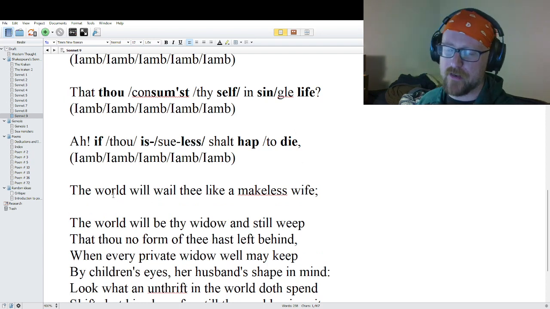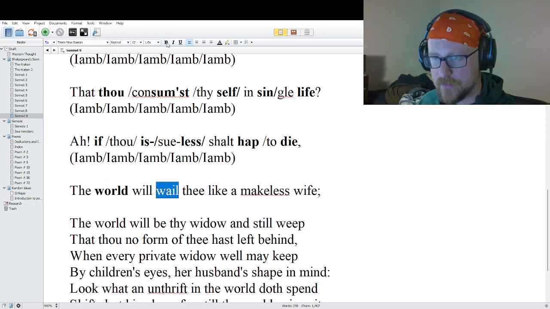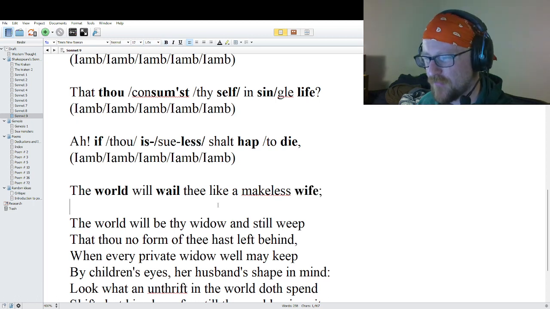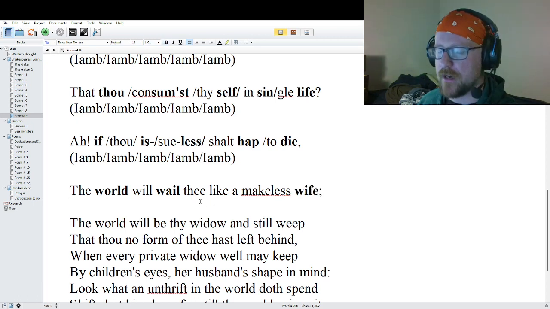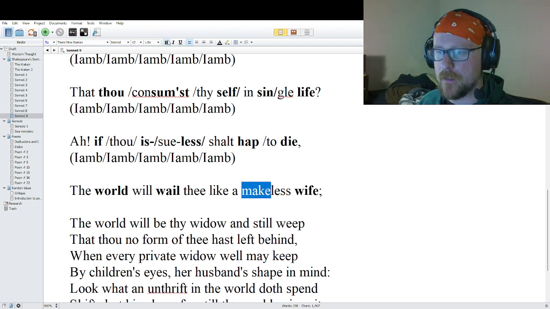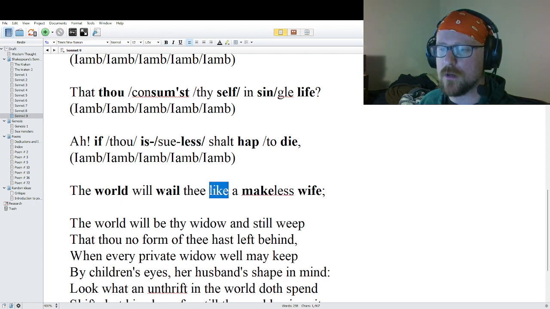So step one, let's highlight all the important monosyllable words. Well, we got world, right? We got wail, that's a verb. We got wife, that's another noun. Now step two, look at the primary stress in the multisyllable word. Well, we have the make in makeless, right? And then we get asked, do we have any promotions? Well, we do. We have the like a, these are the only three light, light, lights in a row. So that gets promoted, okay?